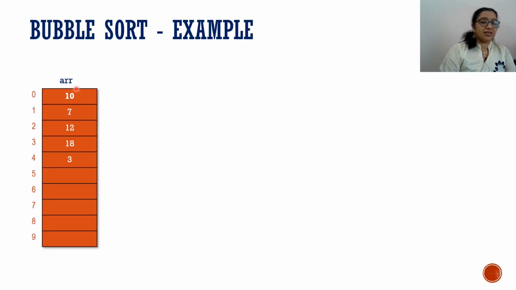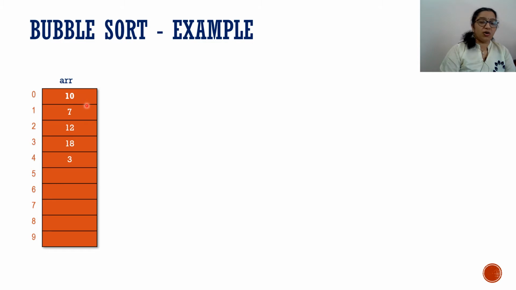Here the example is ARR is the array name, 10 is the size of the array and only 5 elements are there. It is not in proper order, so we want to make it into ascending order. So in bubble sort, first we want to compare adjacent cells. Adjacent cell means here 0 and 1 we want to compare. So 10 and 7 we are comparing.